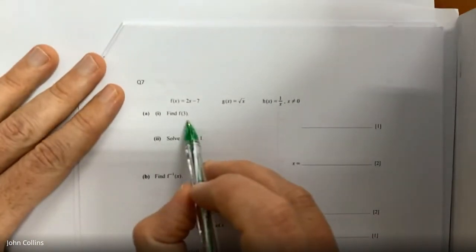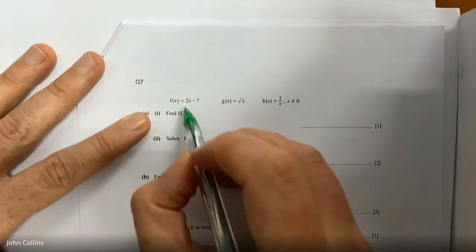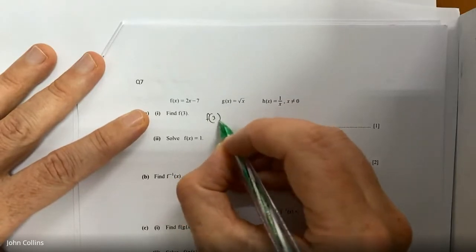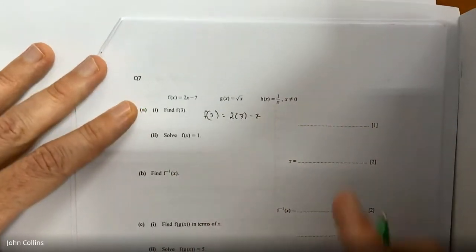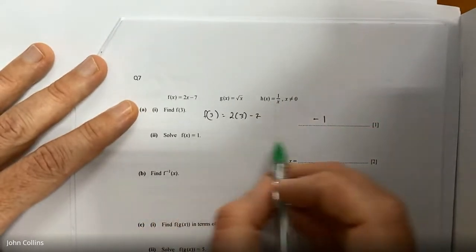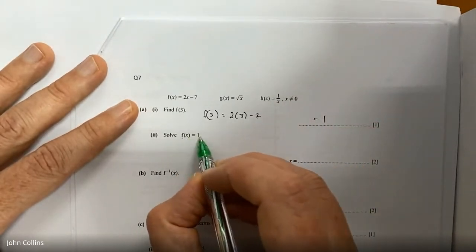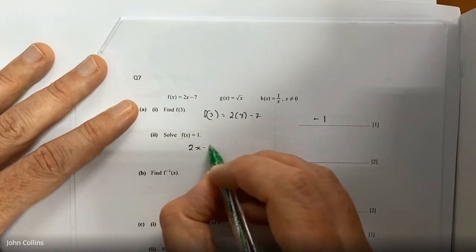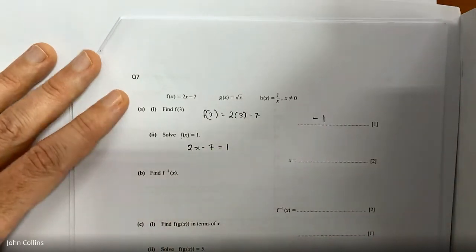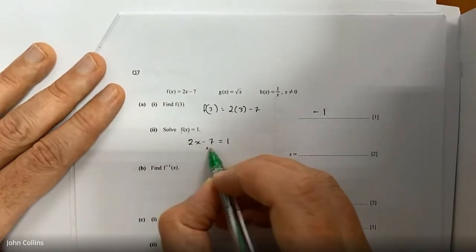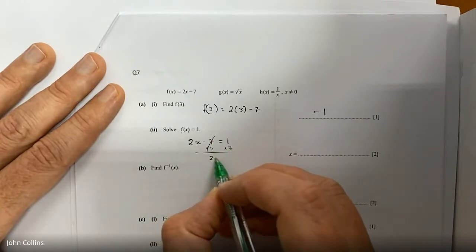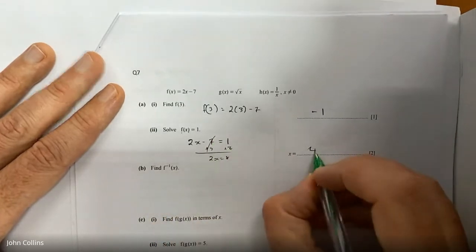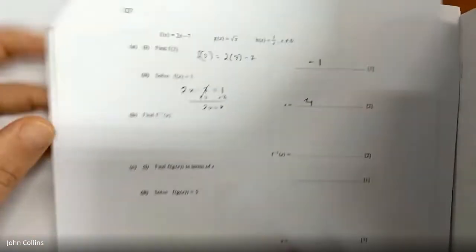F with 3 put in it, so that's the f function with 3 put in it. Let's do this nice and sharp. 2 times 3 minus 7, so that's 6 minus 7, that's minus 1. Hopefully that was easy. f of x equals 1, so 2x minus 7 equals 1. So solve that. Add 7 to both sides. 2x is equal to 8, so x must be 4. So hopefully we all got that.